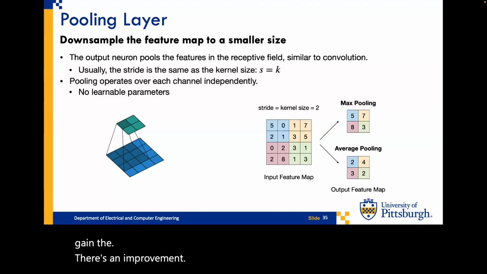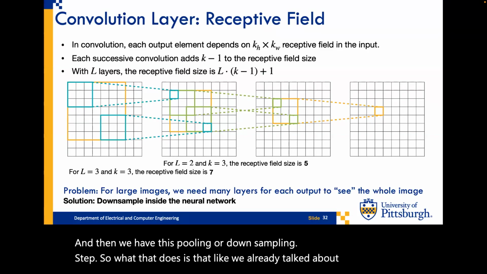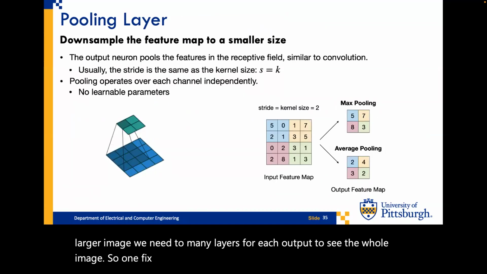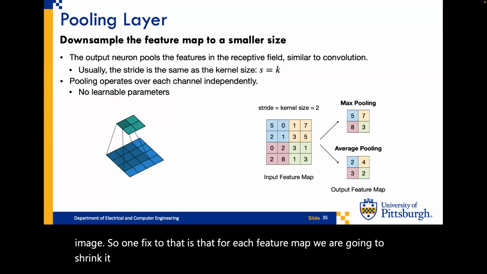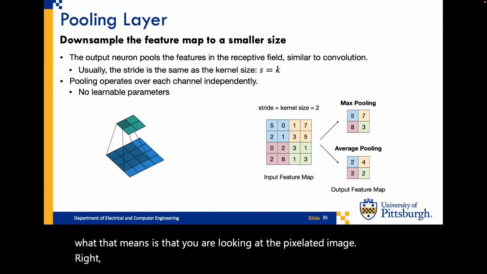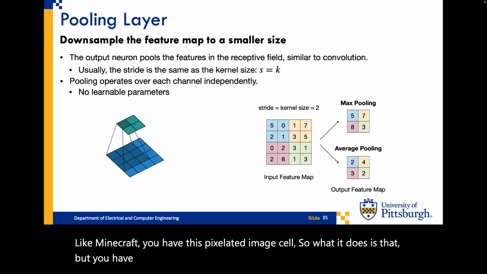And then we have this pooling or downsampling step. We already talked about this: for a large image, we need many layers for each output to see the whole image. One fix is that for each feature map, we shrink it. When you shrink the image, you are looking at a pixelated image, like Minecraft, a pixelated image. So you have less data to look at. For example, for this original image, let's look at this one.